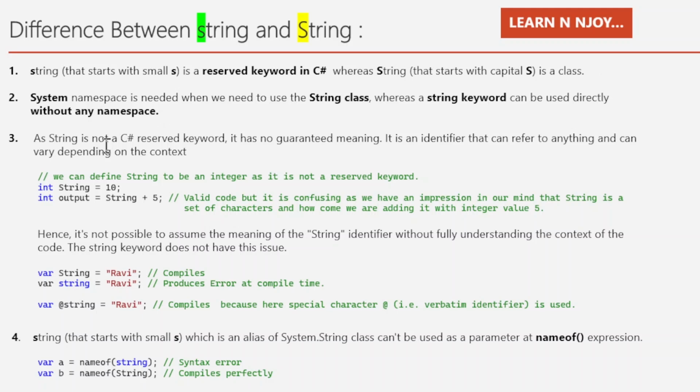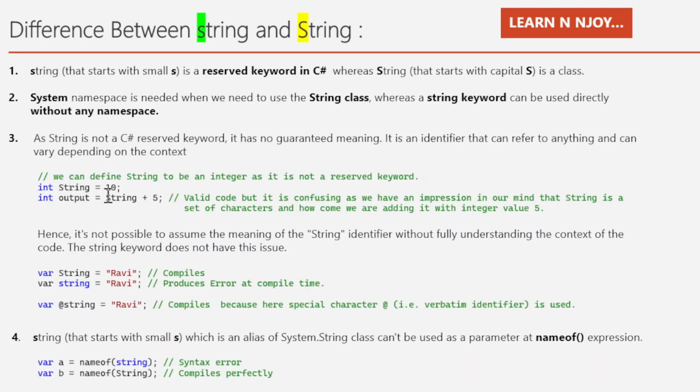Very important point. Number three, as String is not a C# reserved keyword, it has no guaranteed meaning. What this means is that it is an identifier that can refer to anything and can vary depending on the context. See this example: int String = 10. Here I am putting the variable name String with the int data type and storing the value 10 in it. It's valid to write because String is an identifier, not a reserved keyword. Please note that here I am talking about the capital S String.